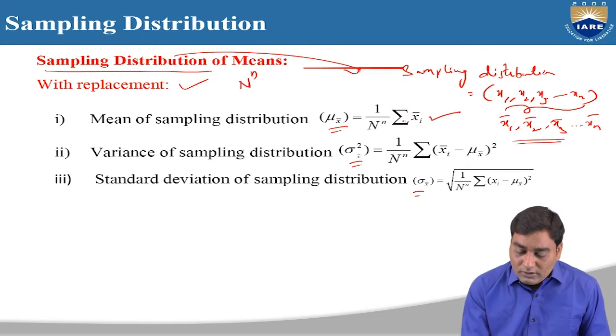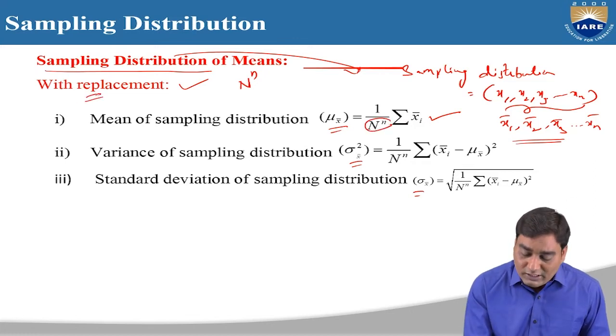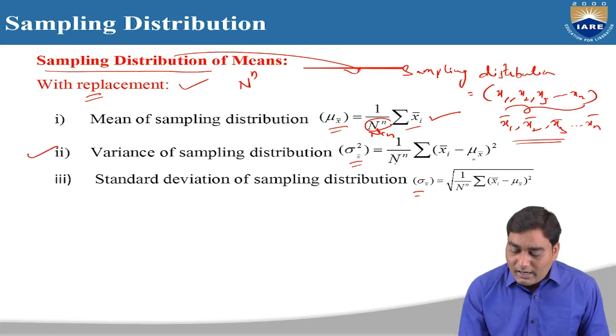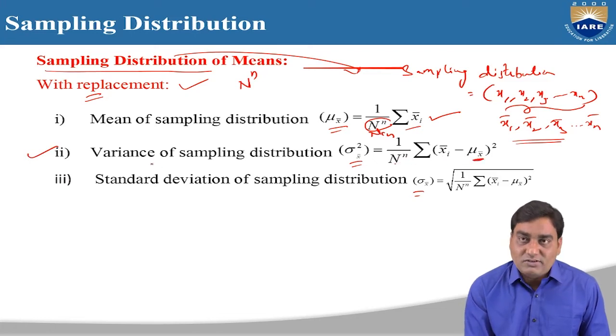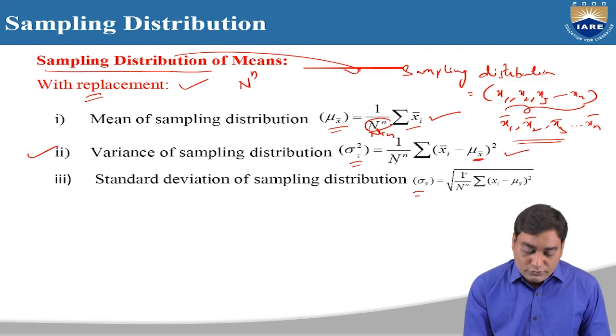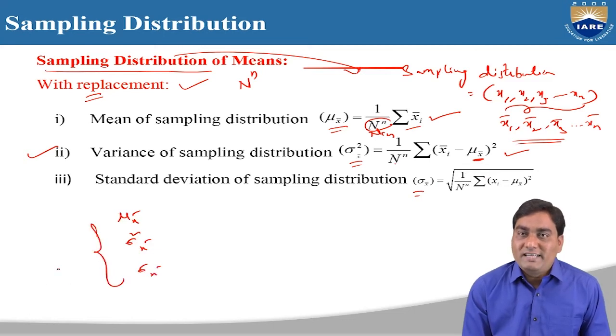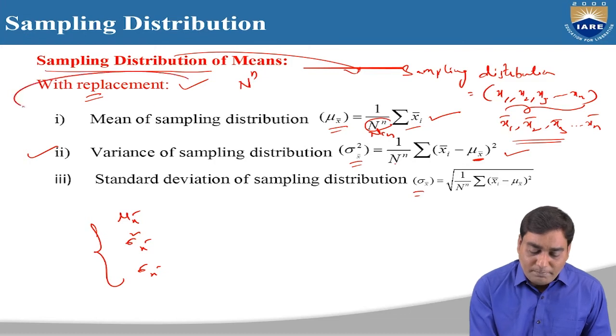The mu x bar is 1 by capital N power n, sigma xi bar, because it is with replacement. In case it is without replacement, we take 1 by NCn, sigma xi bar. And variance is 1 by N power n, sigma xi bar minus mu x bar, whole square. To get this variance of the sampling distribution, we require the mean of the sampling distribution, mu x bar. SD is the square root of this. So we discussed here mu x bar, sigma square x bar and sigma x bar. These three are the mean, variance and SD of the sampling distribution with replacement.